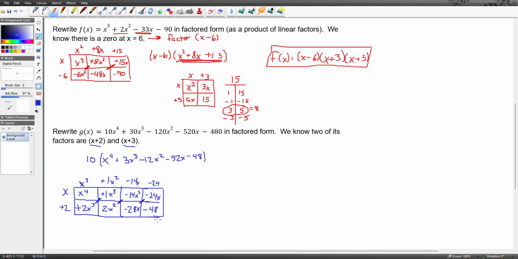And that is correct because the bottom corner ended up matching with that negative 48. Since we were told it was a factor, we knew that that should come out right in that bottom corner. So what I know right now is there was a factor of 10 that we took out first. Then we took out this x plus 2 factor.